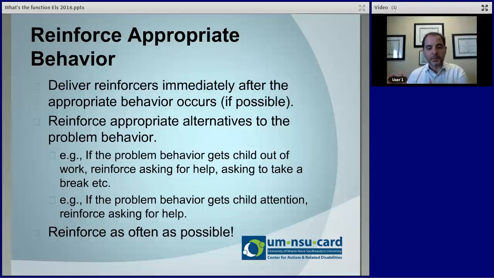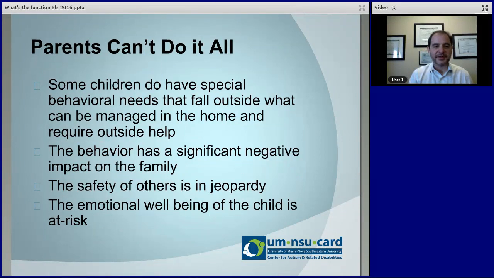You would much rather reward that behavior than have to deal with the problem behavior. If the problem behavior gets the child attention, reinforce asking for help, reinforce raising your hand, and then reinforce as often as possible. What we really want to do is get to the point where we have too much appropriate behavior. That's a different issue. And there, usually nobody's getting hurt when we have a lot of appropriate behavior. Or, maybe he's escaping too much with his appropriate behavior. Okay, but at least we don't have these tantrums, we don't have this aggression, and nobody's getting hurt.